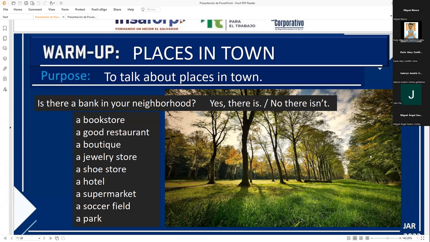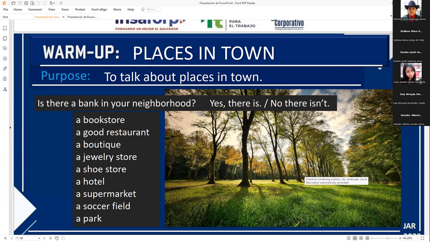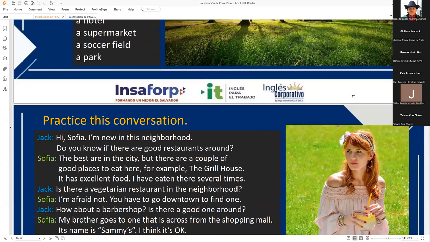Okay. Excellent. Miguel Angel Santos, is there a shoe store in your neighborhood? Yes, there is, teacher. Excellent. Nice. Cindy, is there a supermarket in your neighborhood? Yes, there is. Okay, excellent. Salvador Alberto Soriano, is there a jewelry store in your neighborhood? No, there isn't. Very good. Tatiana Cruz, is there a good restaurant in your neighborhood? Yes, there is. Okay, excellent. Very good. Let's continue, my dear ones.